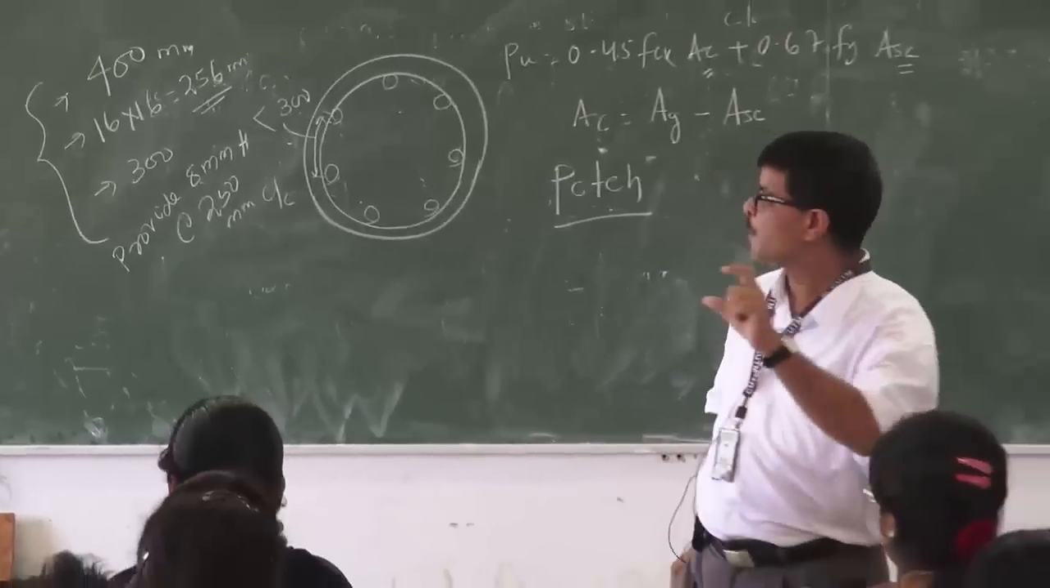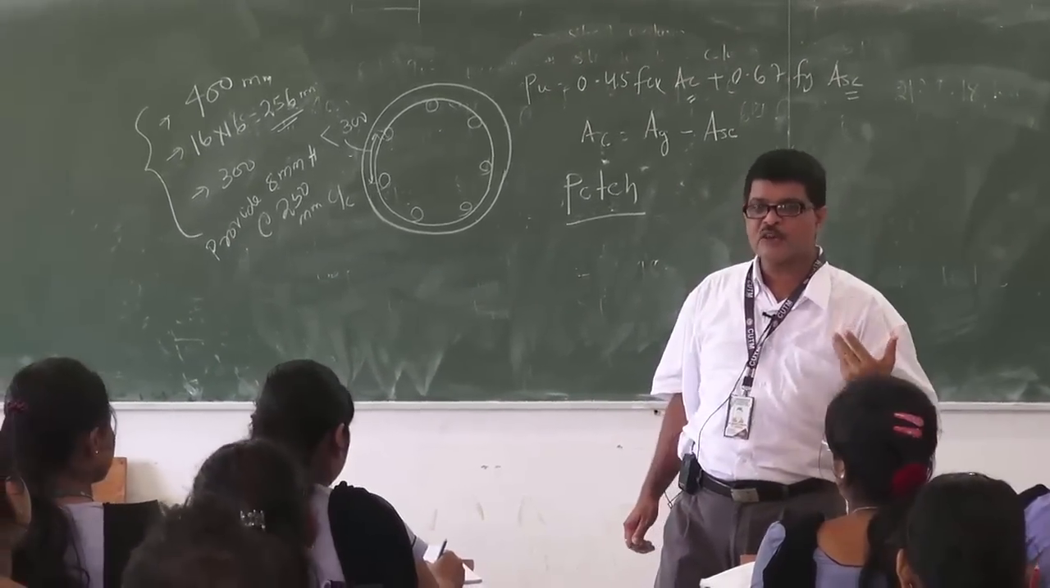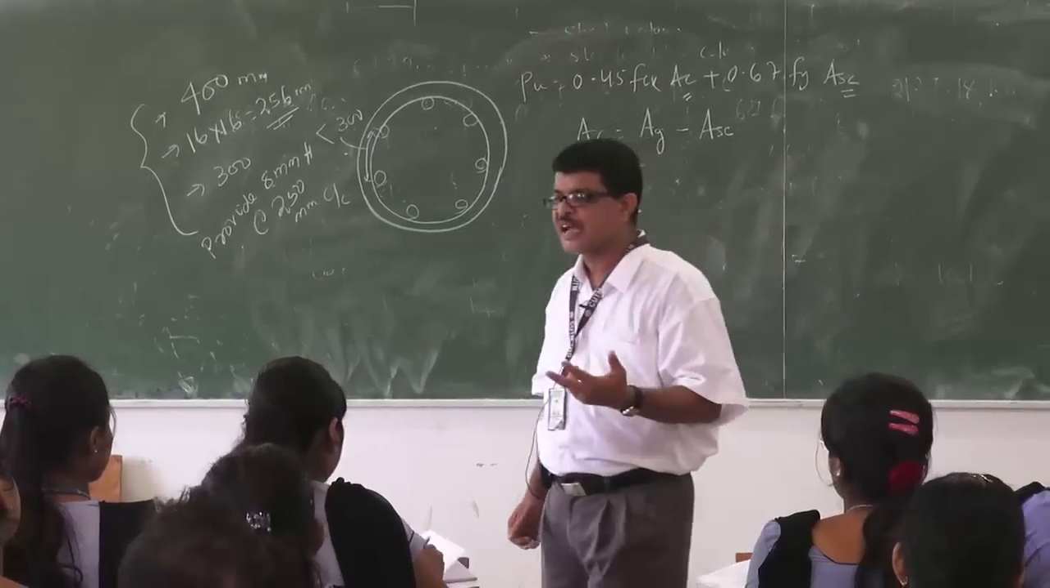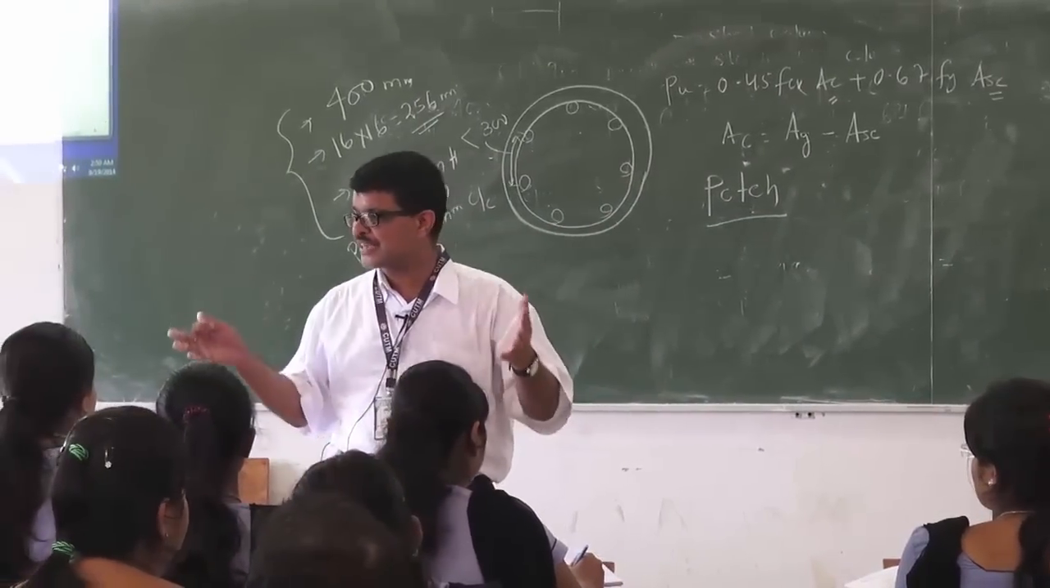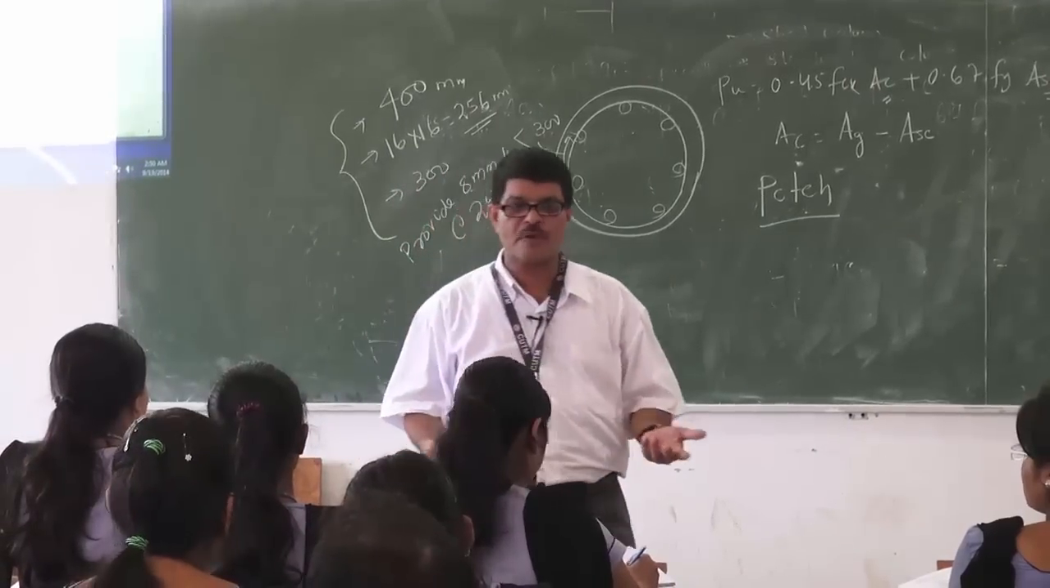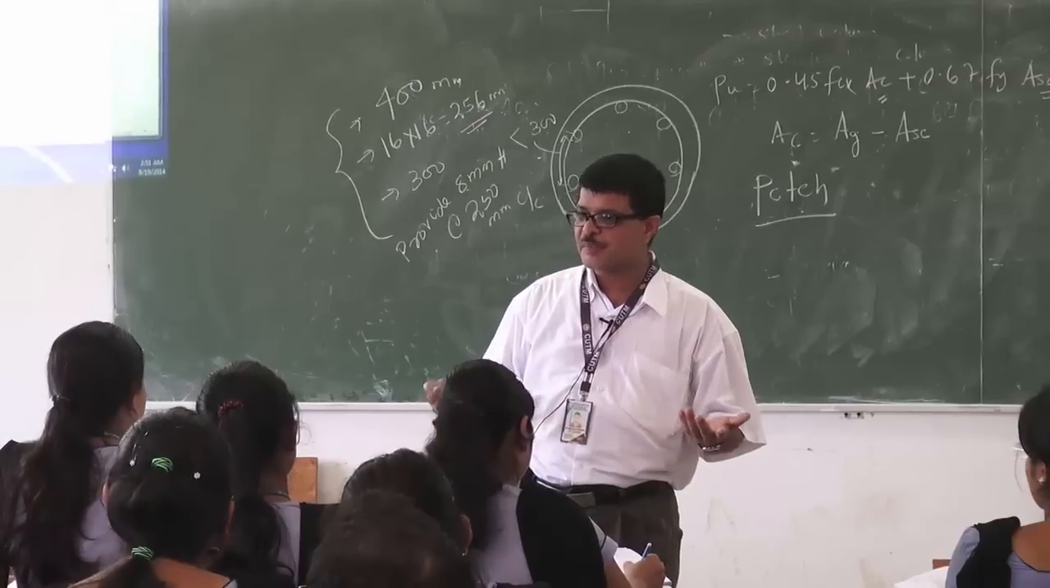Okay. So this is the design procedure. That means if the column load is given, you have to assume a percentage of steel and find out the gross area. Once you find the gross area, then you find the size, whether it is a rectangular, square or circular column, and then provide the steel. That is the basic design.